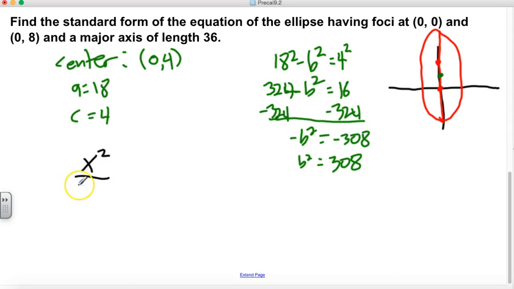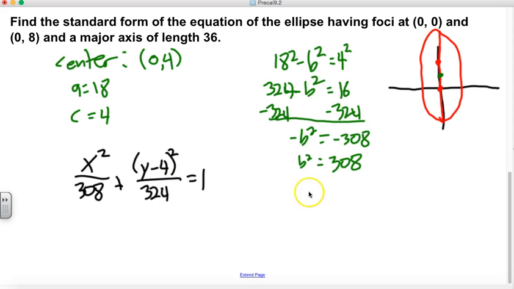B squared is 308, so I'll put 308 plus, and then in parentheses I'll do y minus the center, the y coordinate of the center, which is 4 squared, over A squared. So A squared is 18 squared, which is 324. And then that's going to equal 1. Alright, so that should be your equation for this one.